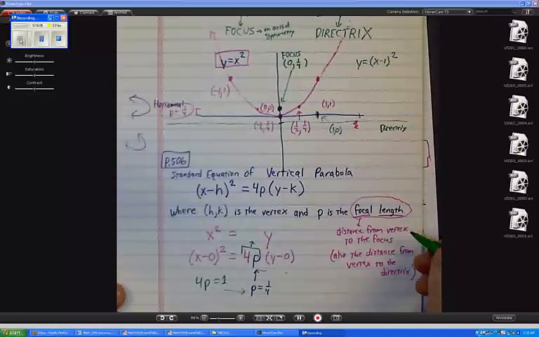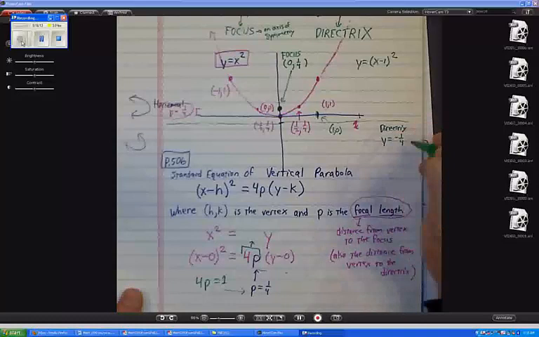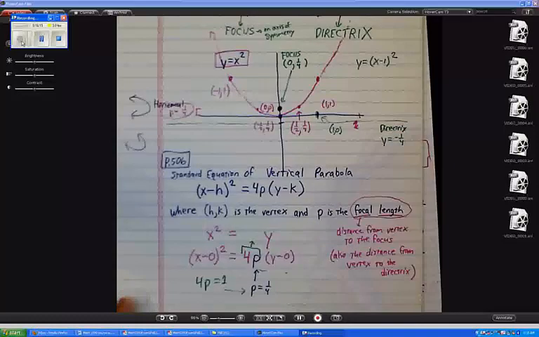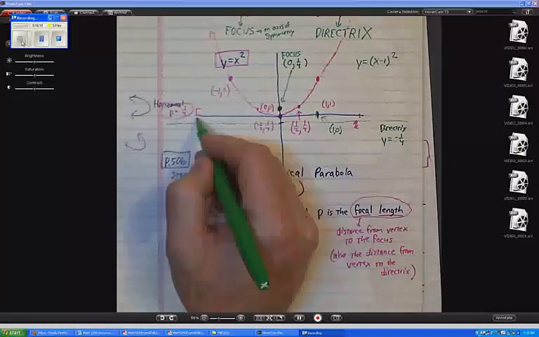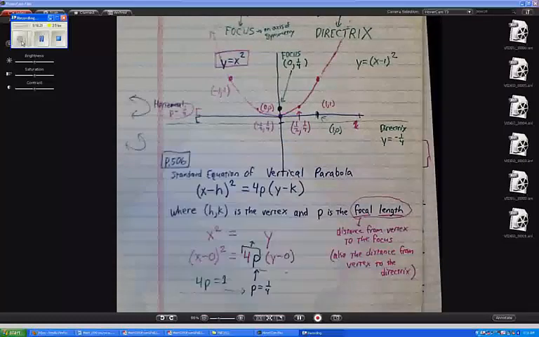I would love to know, can you guys guess the equation of that directrix? Talk to someone next to you about that for 40 seconds. Very good. y equals -1/4. If p is 1/4 and these distances have to be equal, then I think you can get that. Yes, we got technical today. We did a nice job.